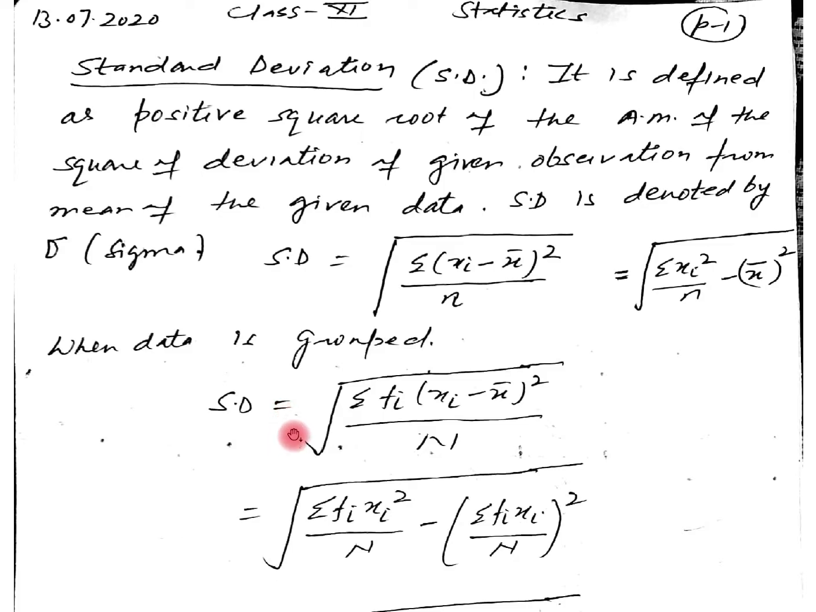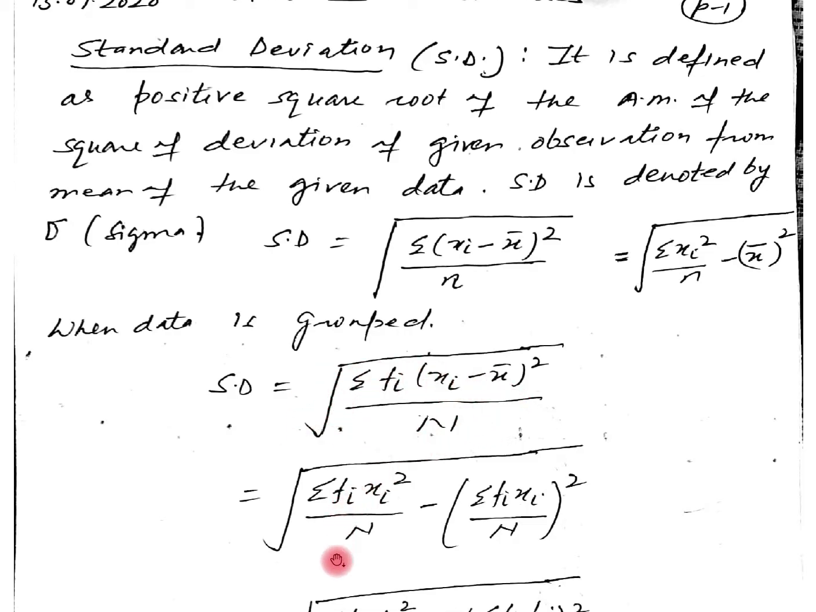Therefore, the standard deviation is equal to the positive square root of sigma fi into (xi minus x bar) whole square upon capital N. Or again, when we simplify this expression, we get the positive square root of sigma fi xi square upon n minus (sigma fi xi upon n) whole square, or x bar whole square.